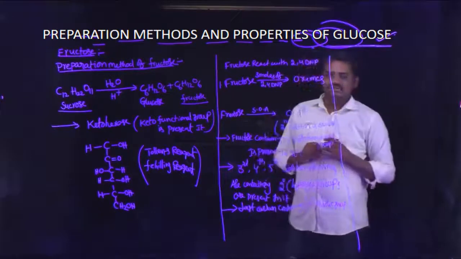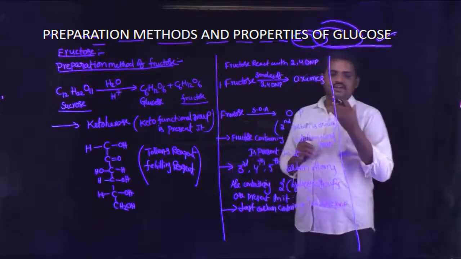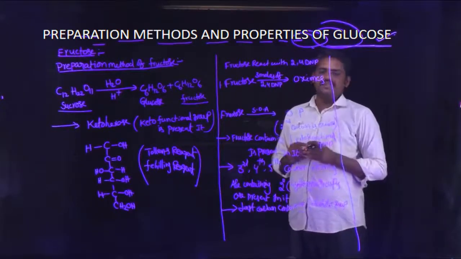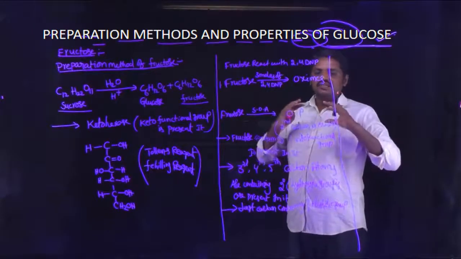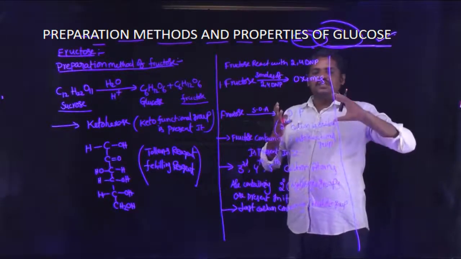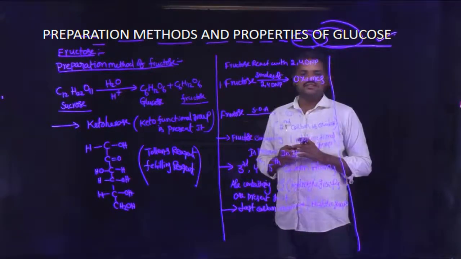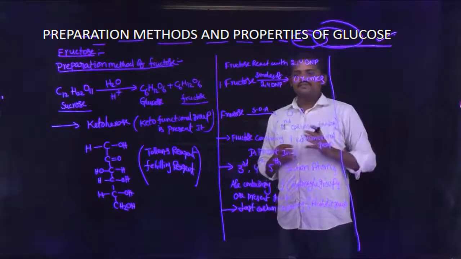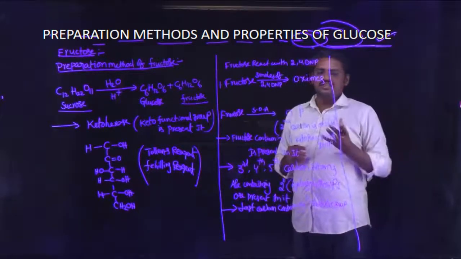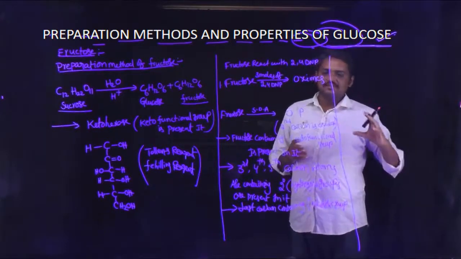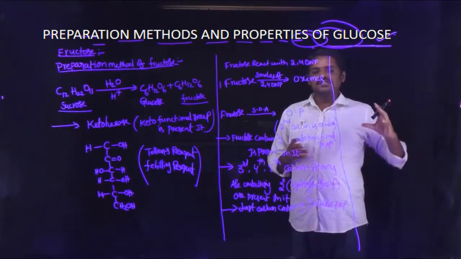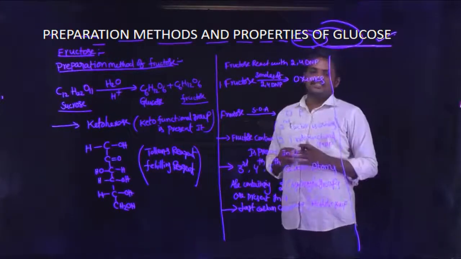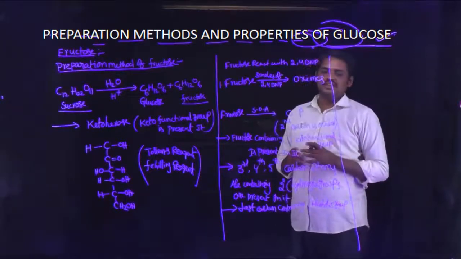And one of the important properties of fructose I am going to discuss: fructose reacts with the 2,4-DNP reagent. One mole of fructose reacts with 3 moles of 2,4-DNP reagent to produce osazones. On the basis of chemical properties, fructose reacts with a strong oxidizing agent to produce different oxidized products.